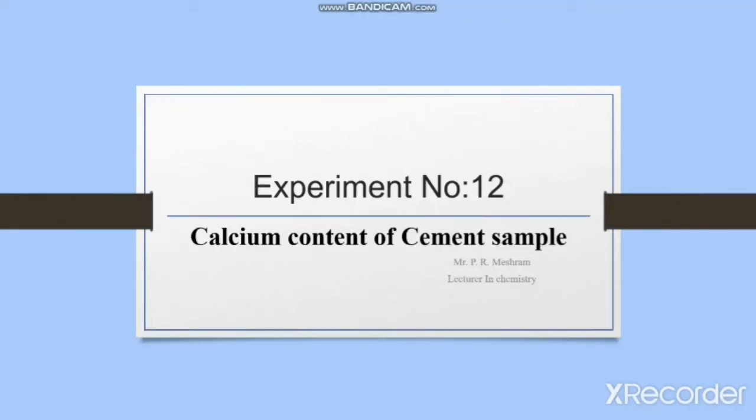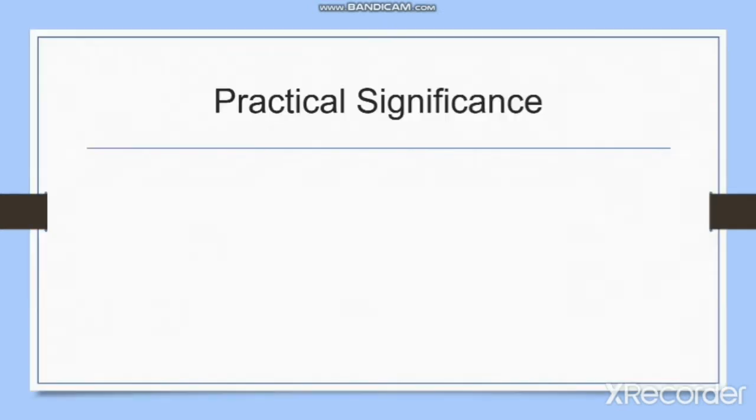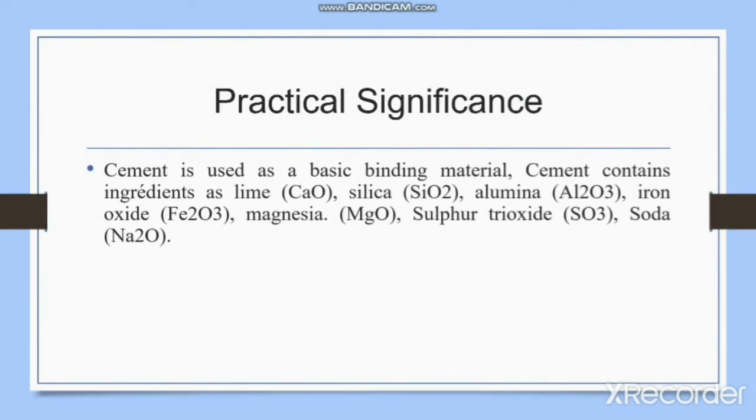In this experiment, we will determine the calcium content of a cement sample. Practical significance: cement is used as a basic binding material. Cement contains ingredients such as lime, silica, alumina, iron oxide, magnesia, sulfur trioxide, and soda.